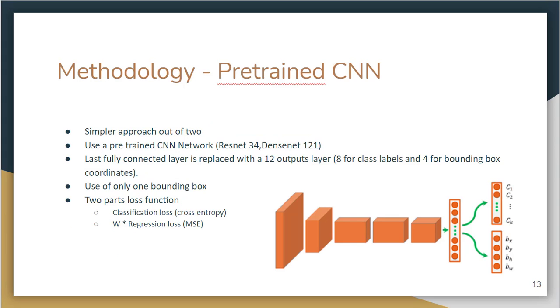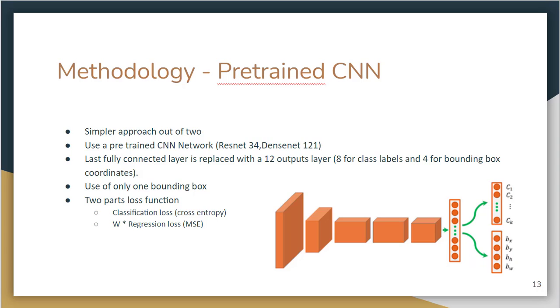The first and main approach considered in this project is pre-trained CNN, which is the simpler one and uses ResNet34 and DenseNet121 pre-trained models. The last fully connected layer of these models is replaced with 12 outputs: 8 outputs related to 8 classes, and 4 related to bounding box coordinates.